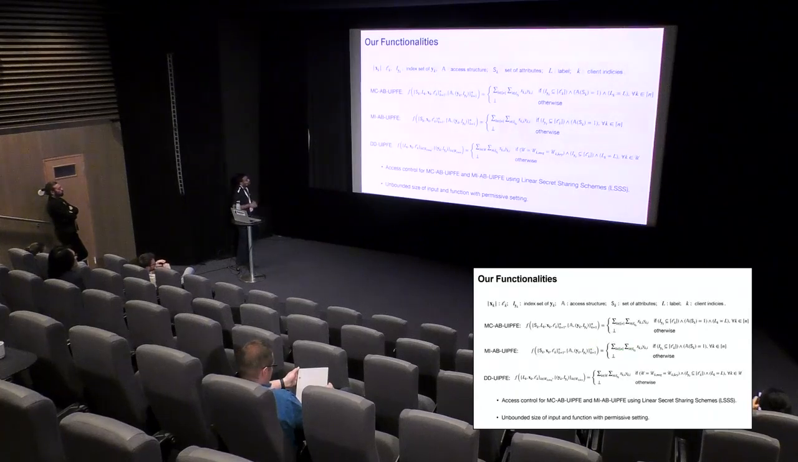Okay, it looks more complex, but these are the functionalities we consider in our paper. Here the permissiveness offers successful decryption if the index set of the function vector yk is a subset of the index set of the message vector xk.